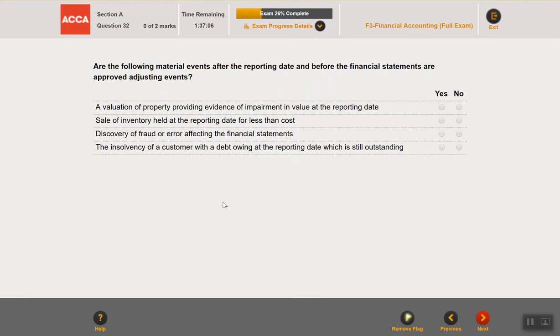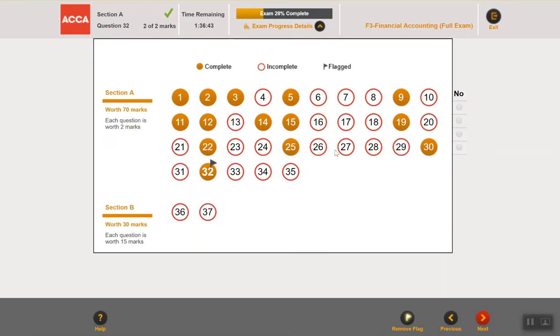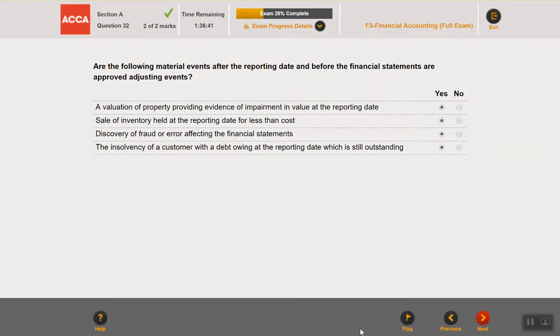Evaluation of property providing evidence of impairment and value at the reporting date. Yes. Sale of inventory held at the reporting date for less than cost. Yes. Discovery of fraud and error. Yes. The insolvency of a customer with debt owing at reporting date which is still outstanding. Yes. So this completes our theoretical questions.